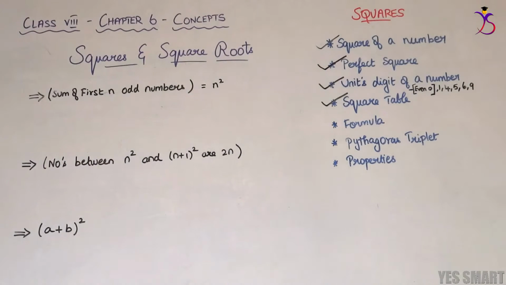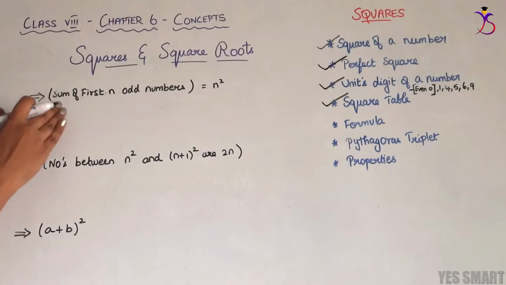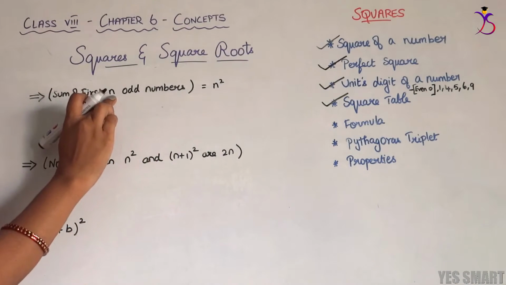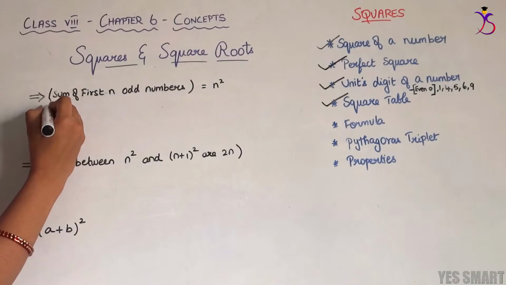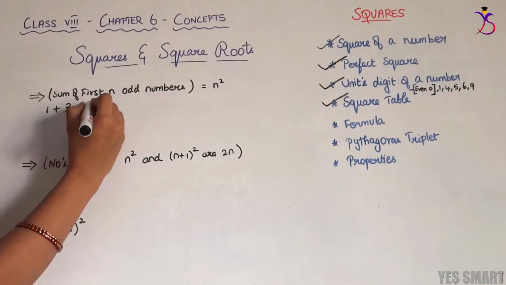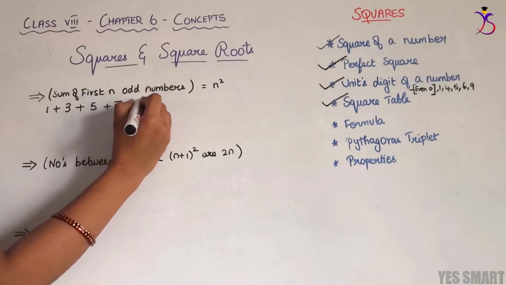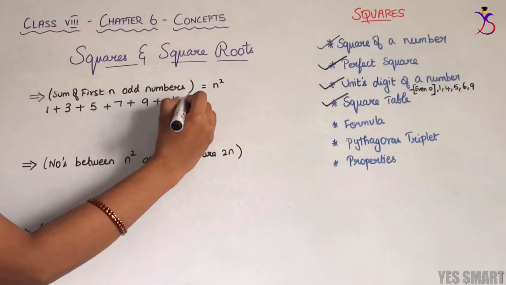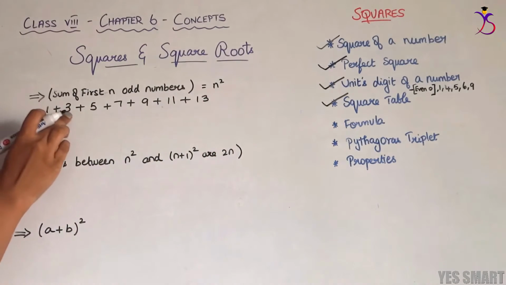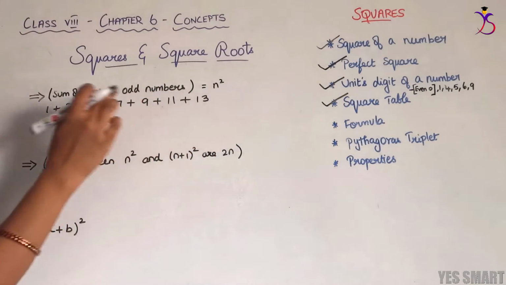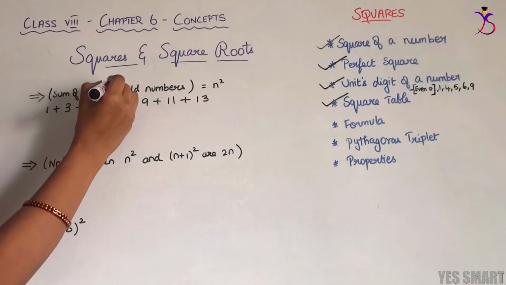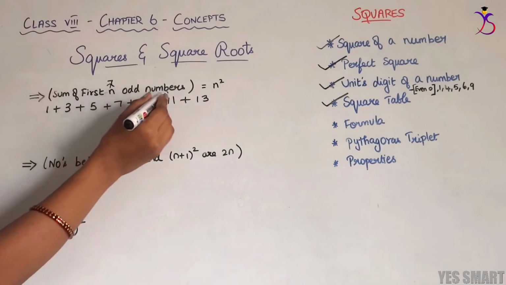Next, we are going to discuss the formulas that come under the square topic. So the first formula is: sum of first n odd numbers equals n square. It is one of the very important formulas. In order to find the sum of first n odd numbers, where n is the number of terms, we can use this formula. For example, 1 plus 3 plus 5 plus 7 plus 9 plus 11 plus 13. So 1, 2, 3, 4, 5, 6, 7. Therefore n is 7.